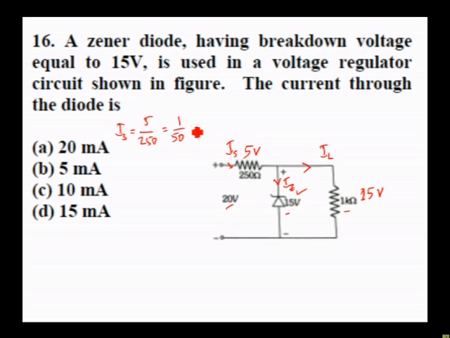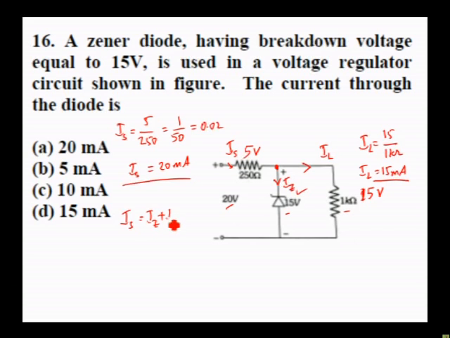So this is 1 by 50. 1 by 5 is 0.2, 1 by 50 is 0.02, or it can be taken as 20 milliampere. This is the series resistance current. And you can come to the last part, that is the 1 kilo ohm resistor. Here IL, you can calculate it as 15 volt divided by 1 kilo ohm, which is 15 milliampere. And now apply the junction rule. You have IS equals IZ plus IL, and you want to know IZ, it will be IS minus IL. Out of 20 milli, if you subtract 15 milli, you get 5 milliampere, which is choice B.